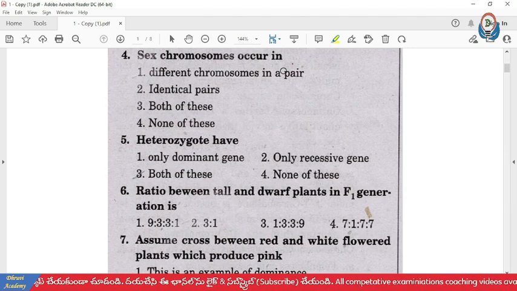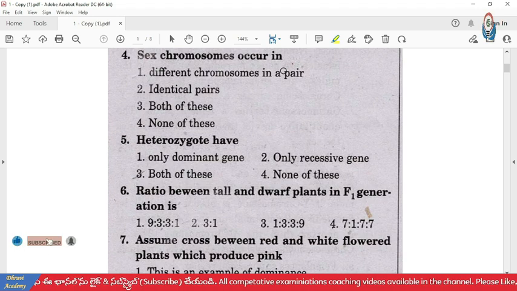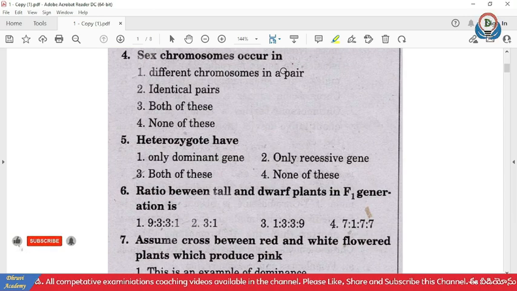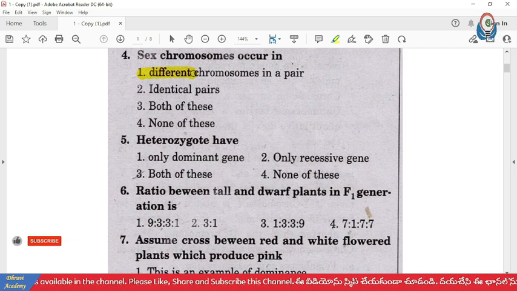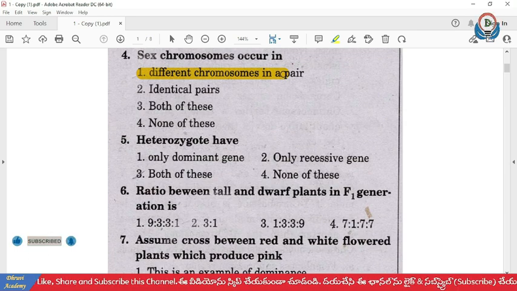Next, sex chromosomes occur as: first, different chromosomes in a pair, or two, identical pairs, or three, both of these, or four, none of these? Which is the correct answer? The answer is different chromosomes in pairs. Sex chromosomes occur as different chromosomes in a pair.